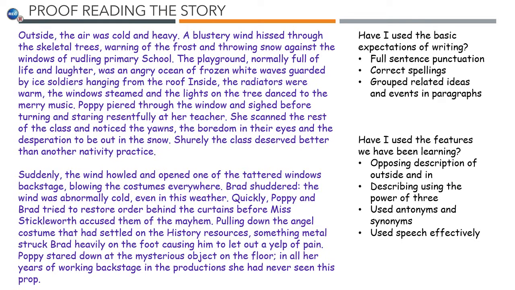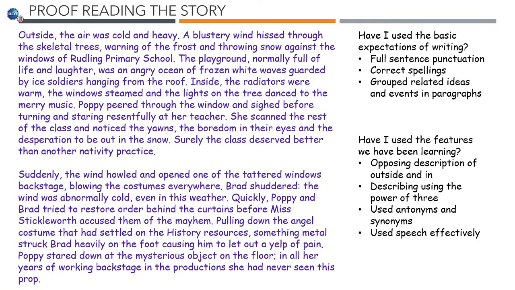So Poppy peered through the window and sighed before turning and staring resentfully at her teacher. She scanned the rest of the class and noticed the yawns, the boredom in their eyes, and the desperation to be out in the snow. That's not how you spell surely. Surely the class deserved better than another nativity practice. So I'm just going to make a few edits. And there we go. So we've got Rudlin Primary School has a capital letter. I have the full stop after roof. I've spelled peered correctly and surely correctly.